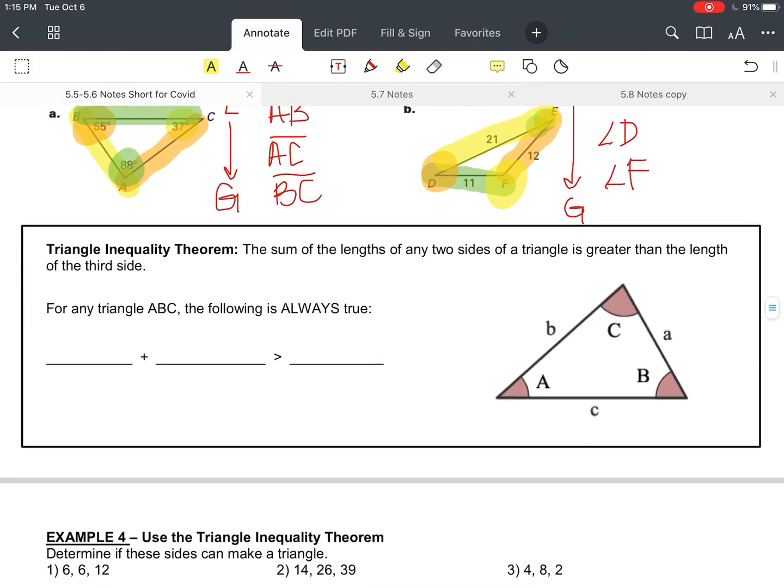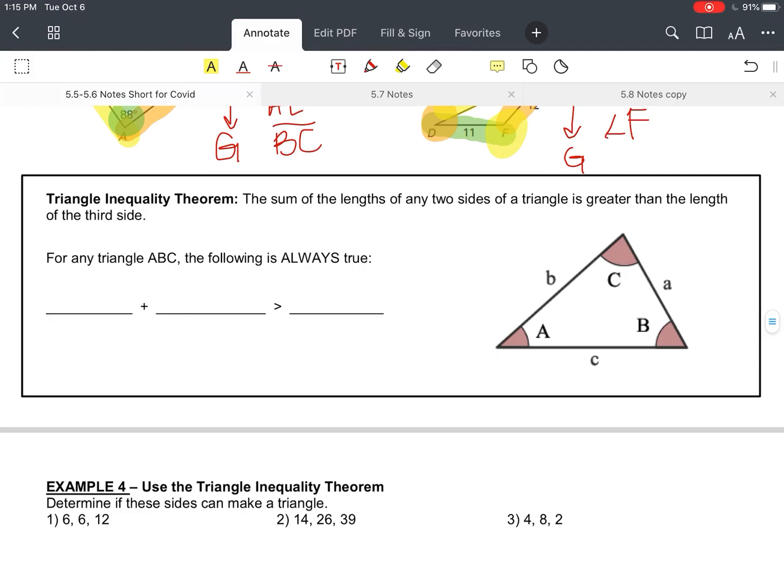So that's just comparing angles with sides within a triangle. What the triangle inequality theorem says is the sum of any two lengths of two sides of a triangle has to be greater than the third.